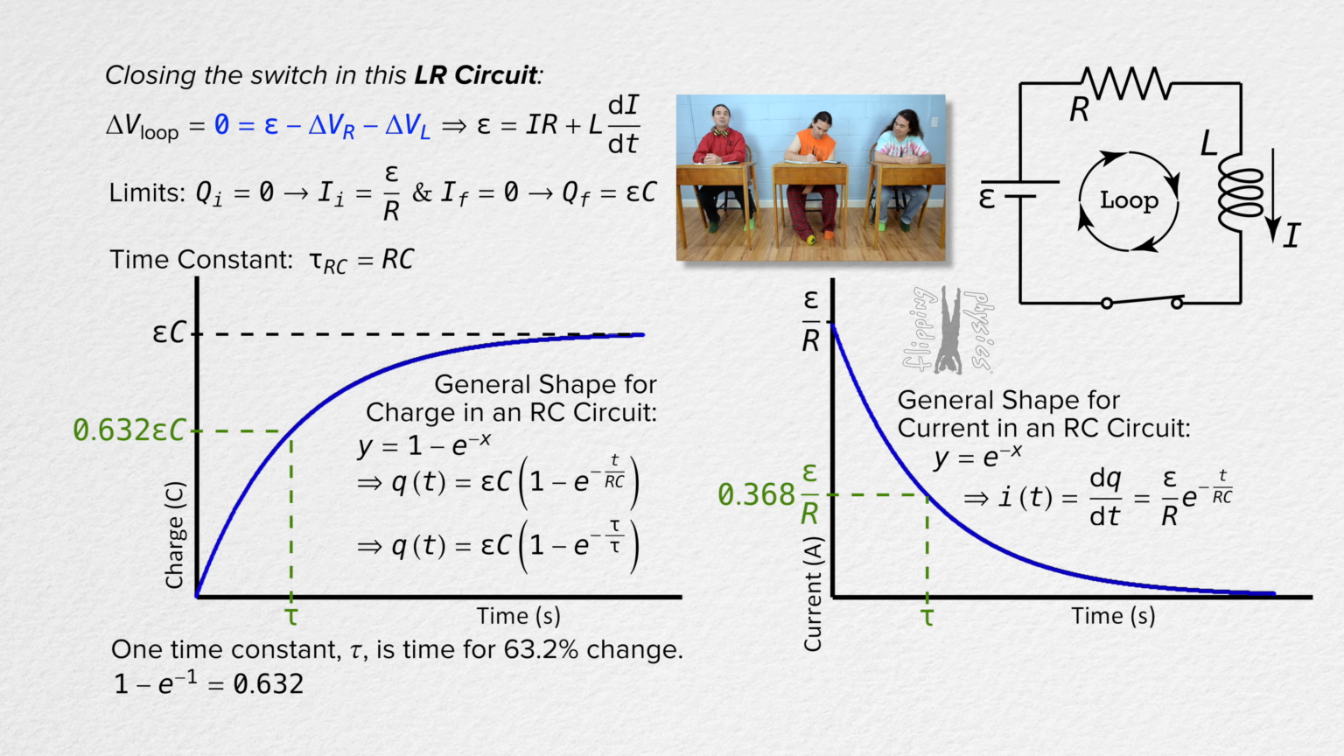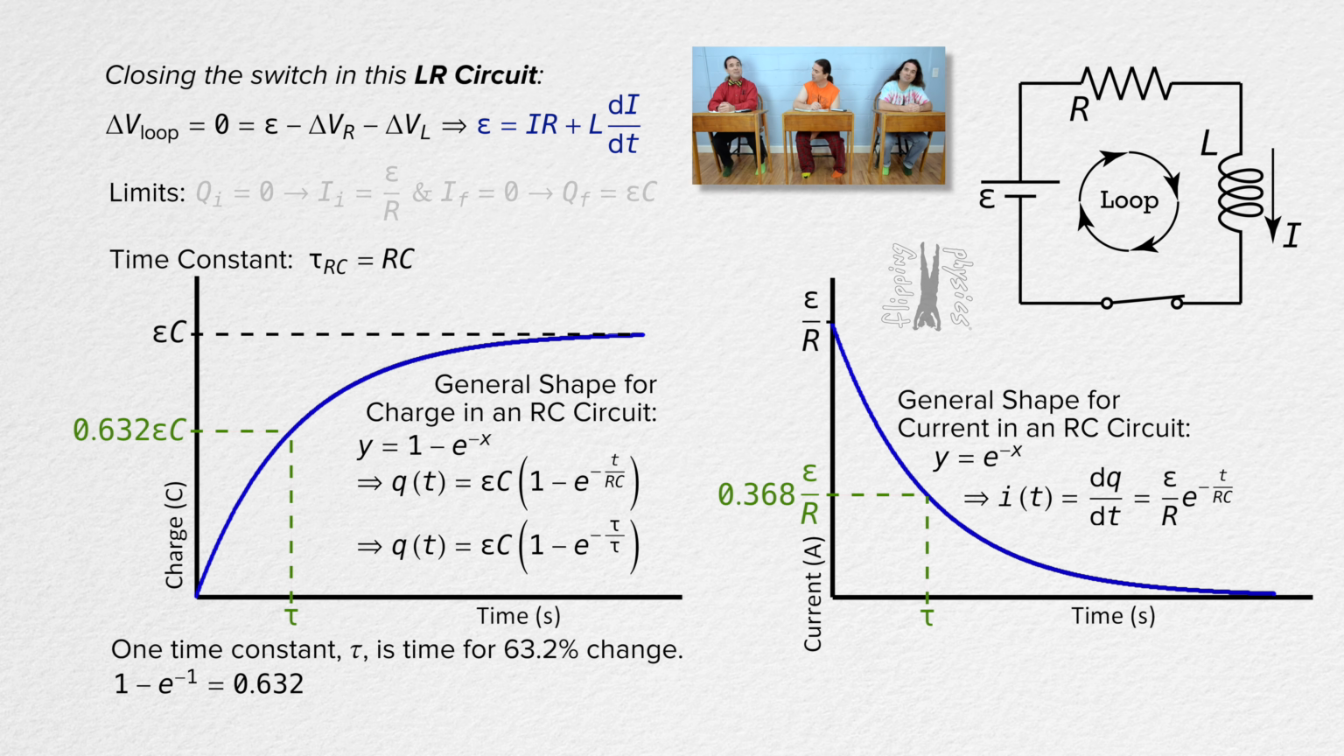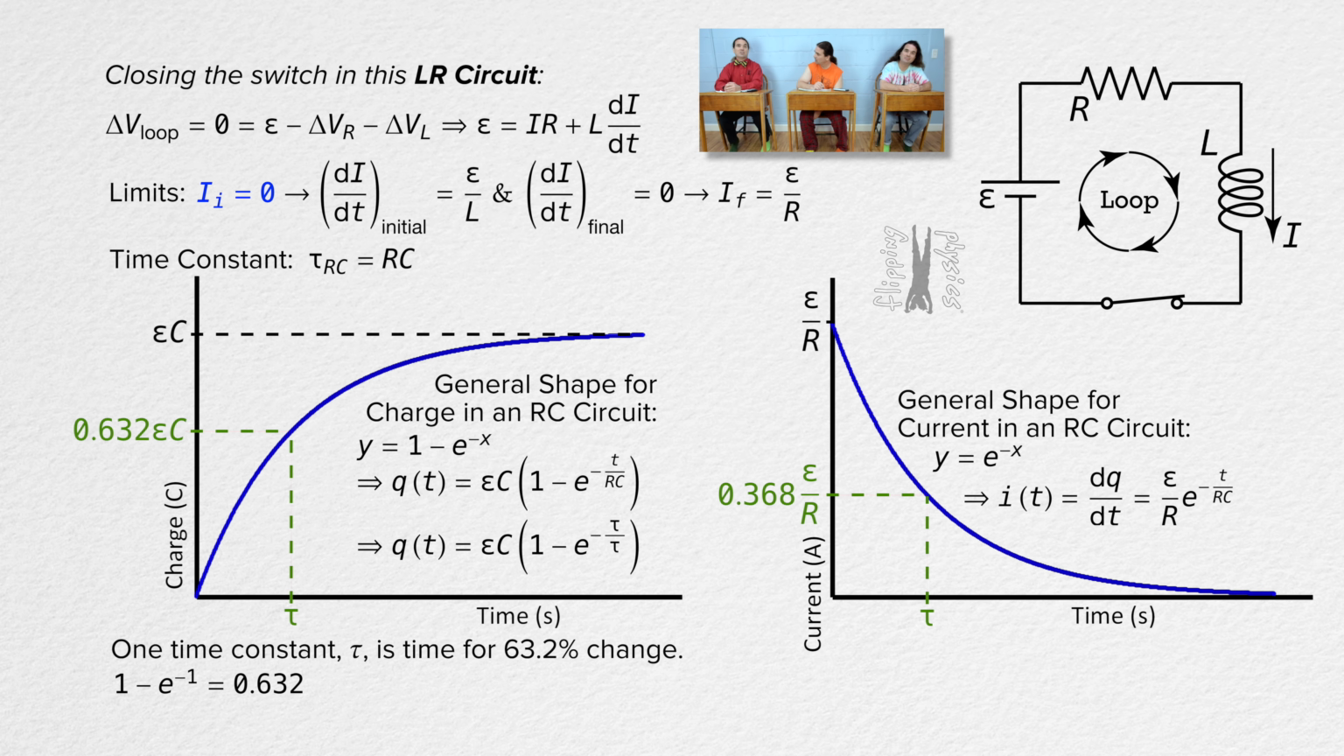Solving for the EMF and substituting an equation gives us that the EMF equals current times the resistance plus inductance times the time rate of change of current. For the limits, we know the initial current in the circuit equals 0 because there was no current through the circuit before the switch was closed, and the inductor opposes changes in current.